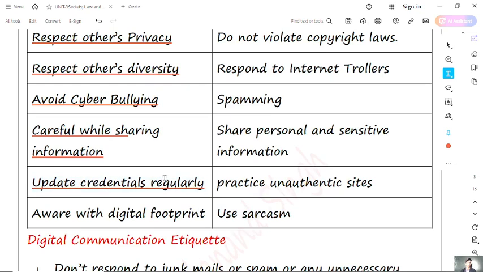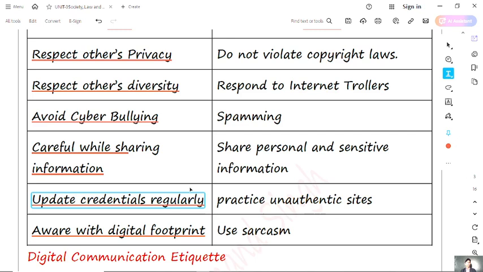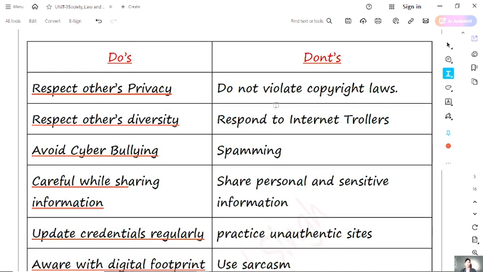We should update the system or the password on a regular basis, or after a particular period of time. Be aware of the digital footprint. We should be aware of our digital footprints. Now the things we should not do.